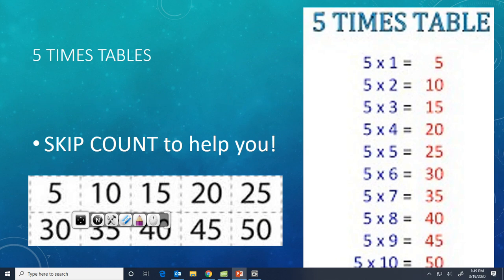Now our 5 times tables. It's skip counting. You know how to skip count by 5s. 5 times 1 is 5. 5 times 2 is 10. So another way to look at this would be to draw it out again. Pictures are always helpful. So 5 times 1 is just 5. 5 times 2 is 5 plus 5. 5 times 3 is 5 plus 5 plus 5, or 5, 10, 15, and so on.